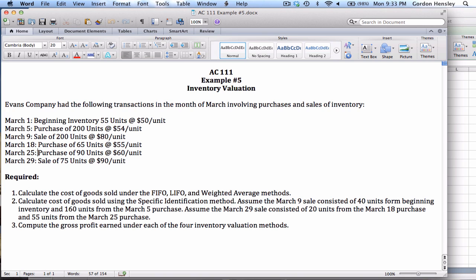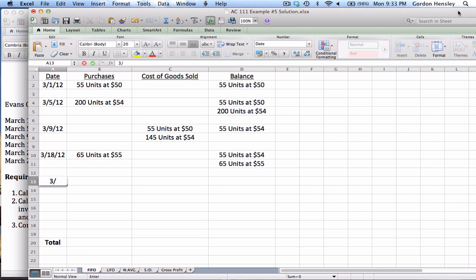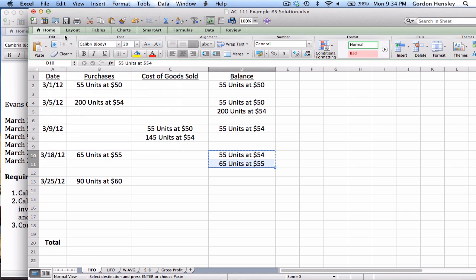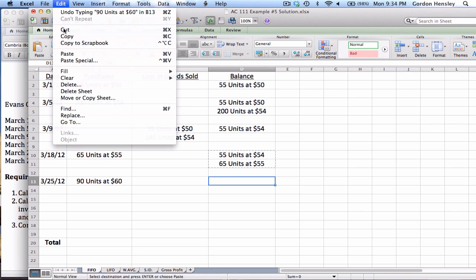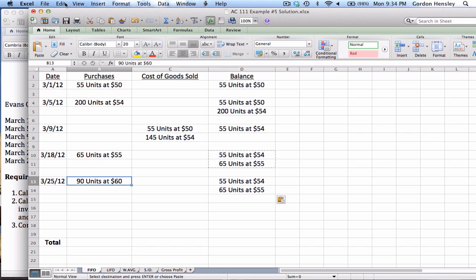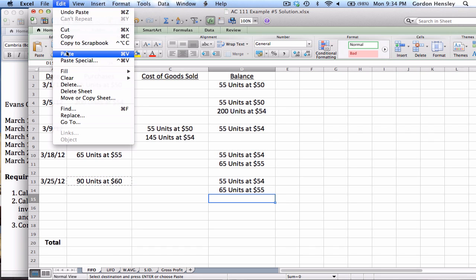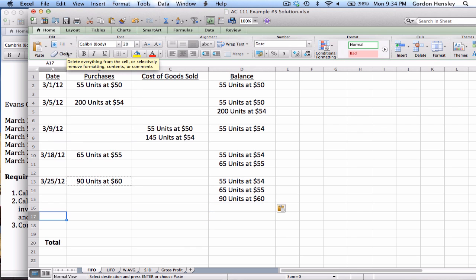The next transaction is on March the 25th. Yet another purchase. This time we bought 90 additional units, and this time we had to pay $60 per unit. So this is on the 25th. It's a purchase of 90 units at a price of $60 per unit. So again, a different price. That means it's another additional layer of inventory. So as long as we're purchasing, we just keep building up layer after layer of inventory until we have a layer for every single price.